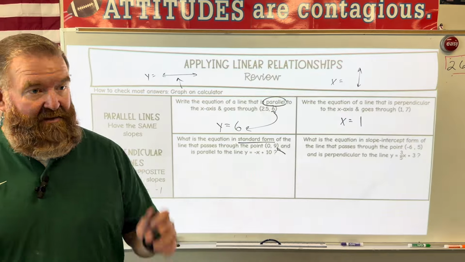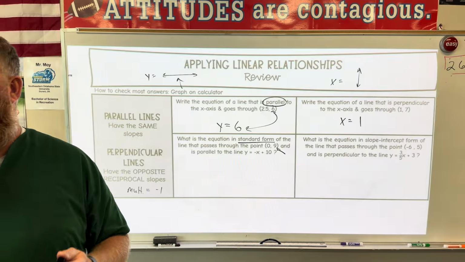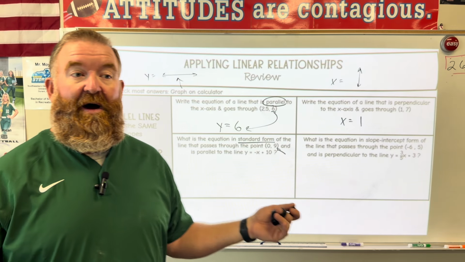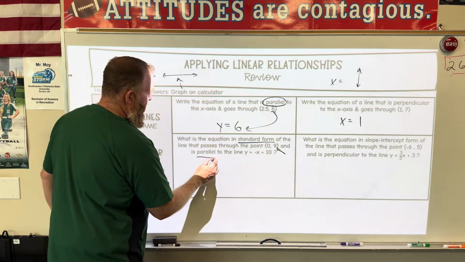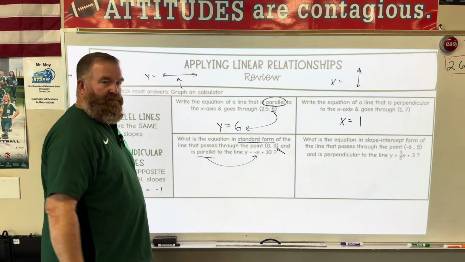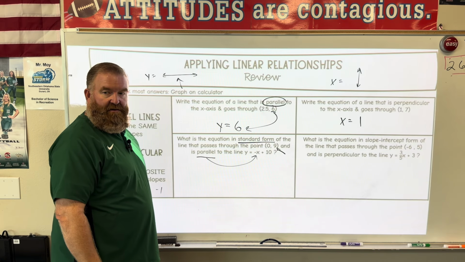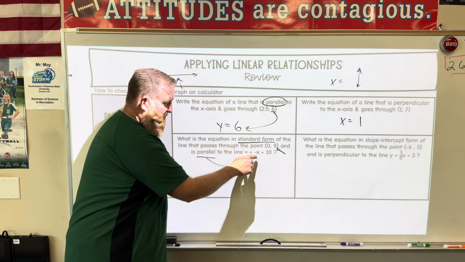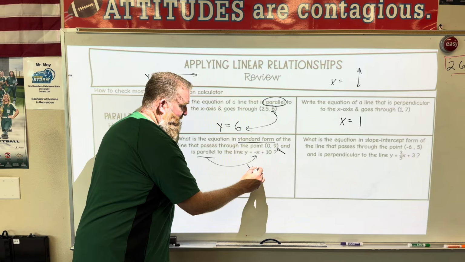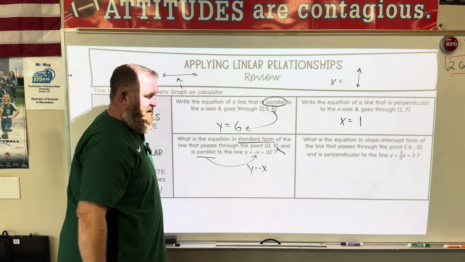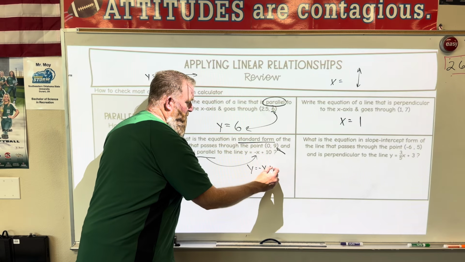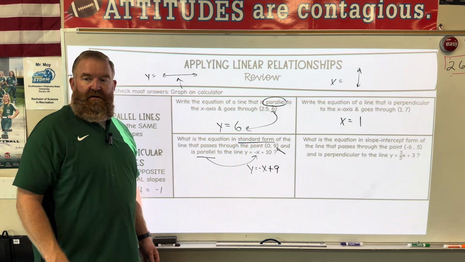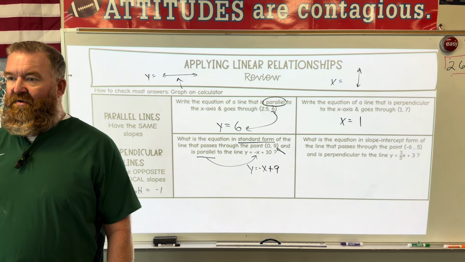When I'm reading this problem, I see 0, 9, and I immediately think they just gave me a y-intercept. And it says parallel to this. What does parallel mean? Same slope. So I'm going to take that slope. Y equals -x. What's my point? What's +9? There it is. It is parallel and it goes through that point.